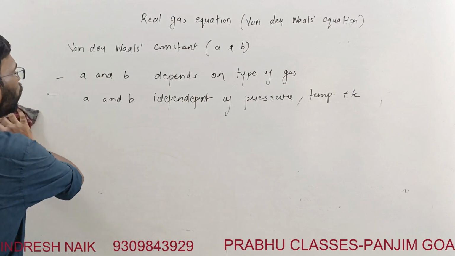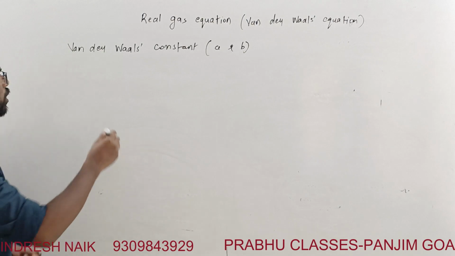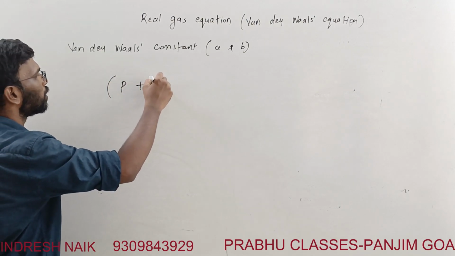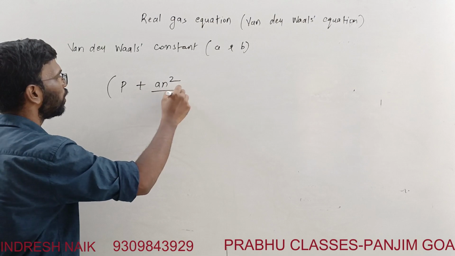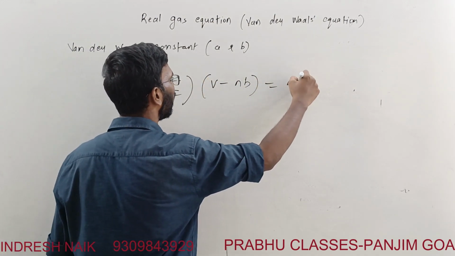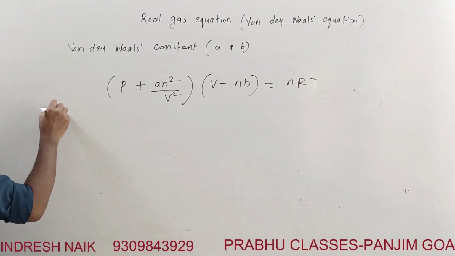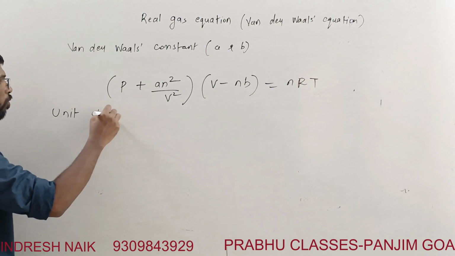So let's talk about the units of a and b. First we'll write the whole van der Waals equation. It is (P + an²/V²)(V - nb) = nRT, right? This is the van der Waals equation. Let's find the unit of a. What is the unit of a?